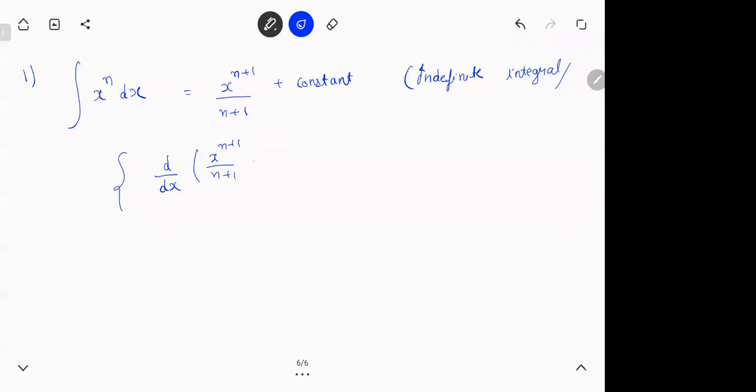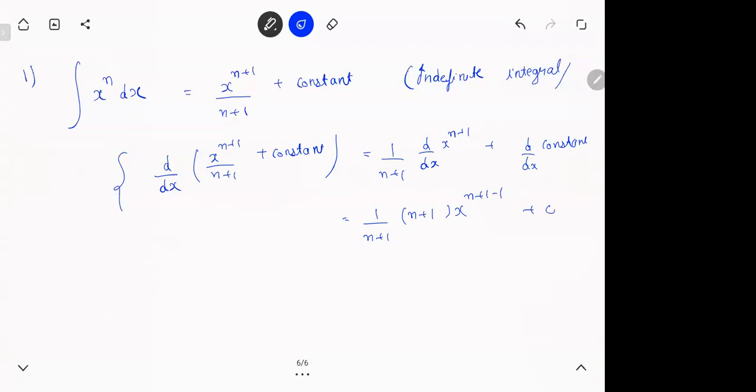X power n plus 1 by n plus 1 plus constant. This would be 1 by n plus 1 differential of x power n plus 1 plus differential of a constant. This would be 1 by n plus 1, x power n plus 1 minus 1, plus 0. This will go x power n. See, got the same function again. This is what I was saying. If you differentiate the answer, you should get the LHS.